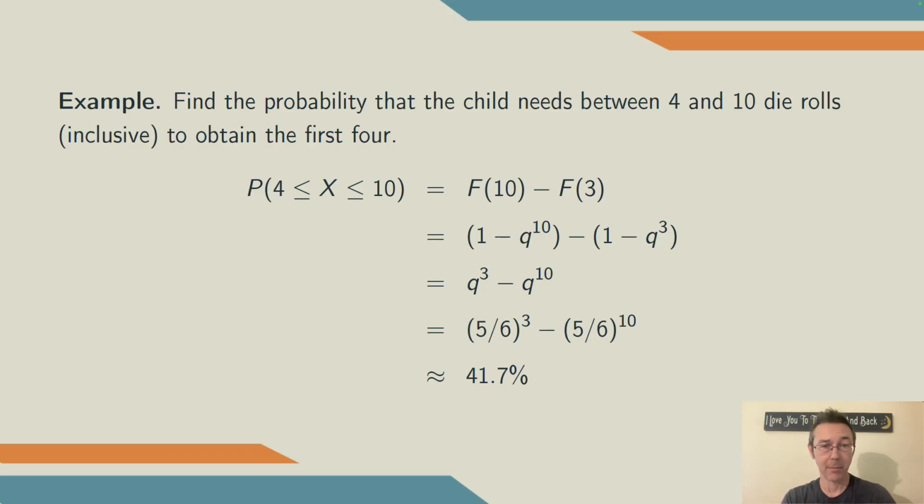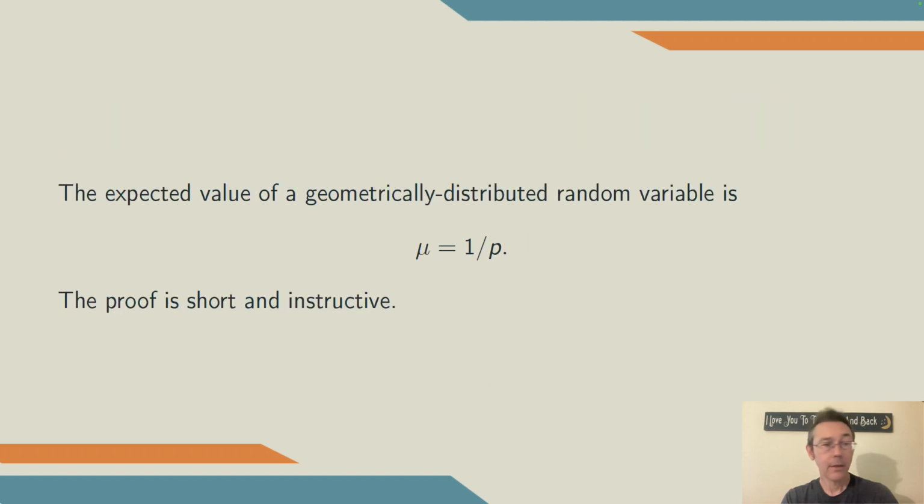By the way, that third line, q to the 3rd minus q to the 10th, is the formulation for this sort of probability statement that's most important to you. The probability that the random variable is between a and b is going to be F(b) minus F(a minus 1). The expected value of a geometrically distributed random variable is mu equals 1 over p.